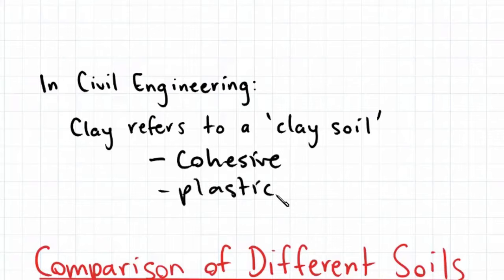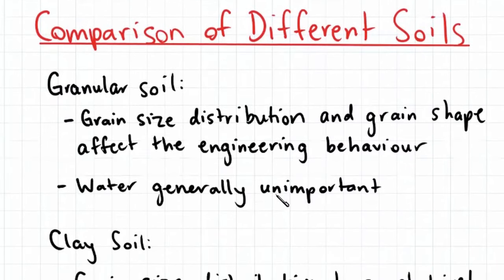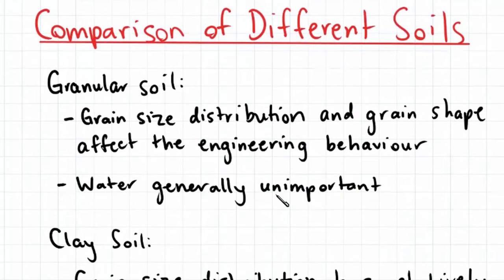Let's now have a look at the behaviors of the different types of soils that we know about. In a granular soil, such as gravel and sandy soils, the grain size distribution and grain shape affect the engineering behavior of these soils, whereas water is generally not very important in its behavior.